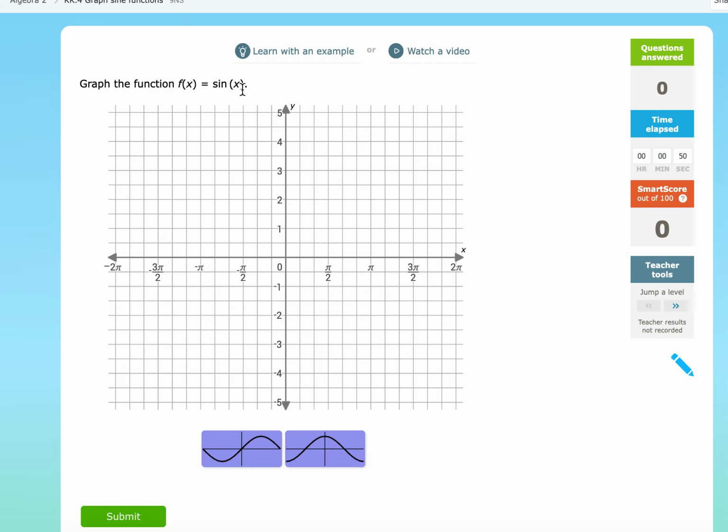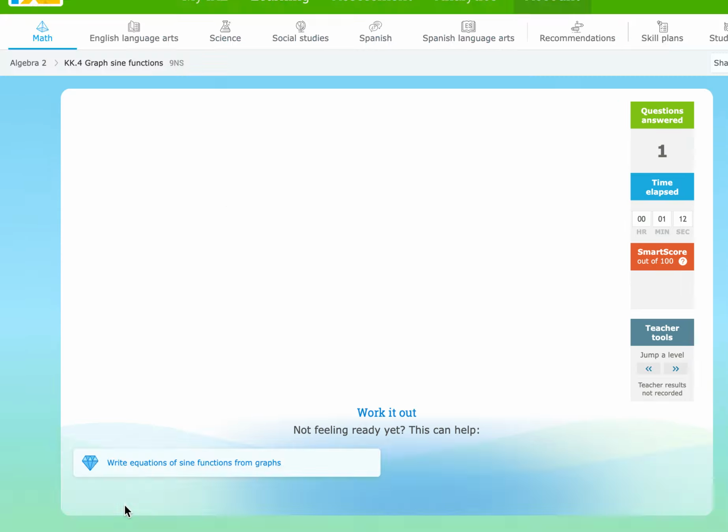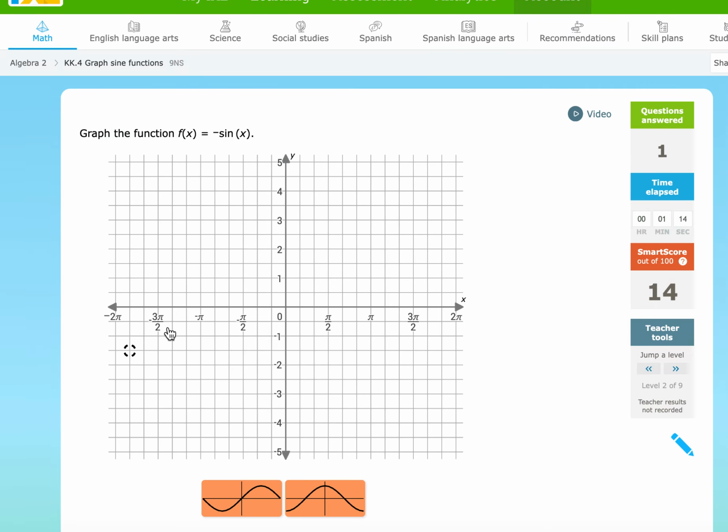So our function sine of x is going to be a curve that starts at 0 because sine of 0 is 0, and then we move to sine of 90 degrees. Sine of pi over 2 is 1, sine of pi is 0, sine of 3 pi over 2 is -1, and sine of 360 is 0. Let's check the answer, and it is correct.